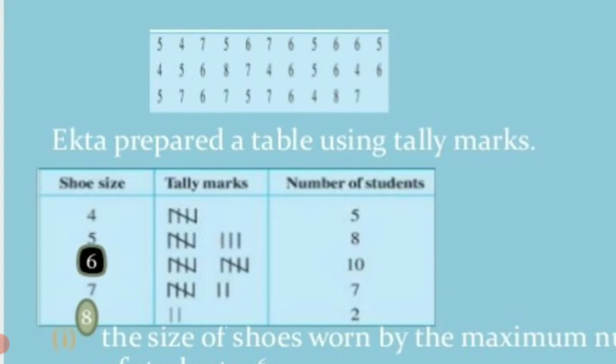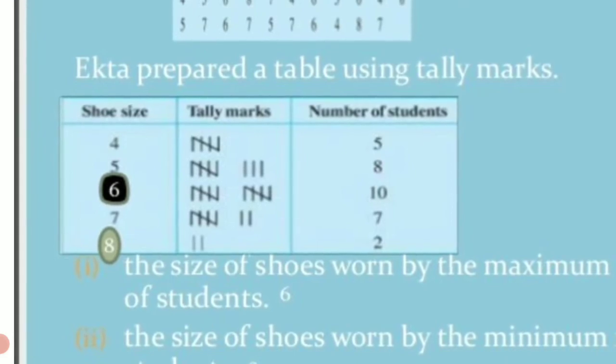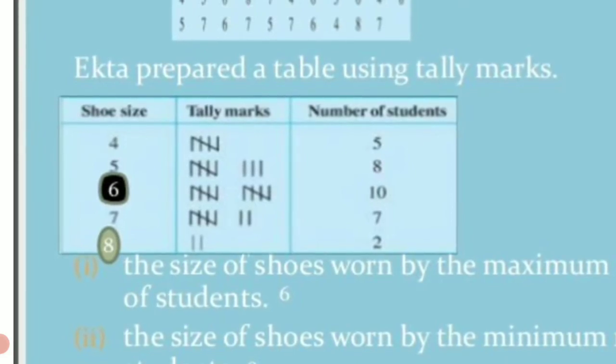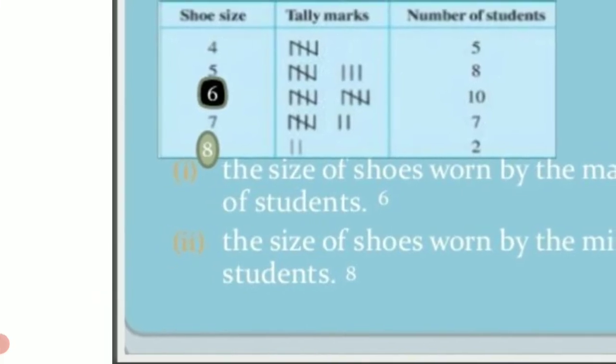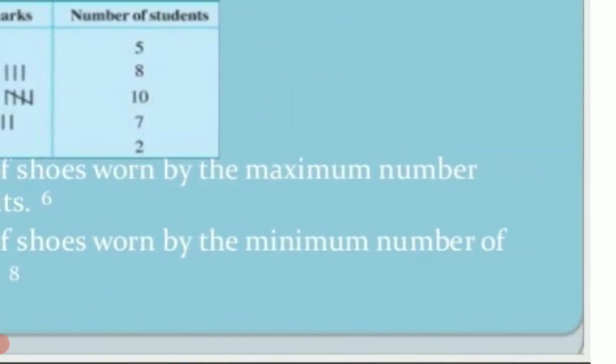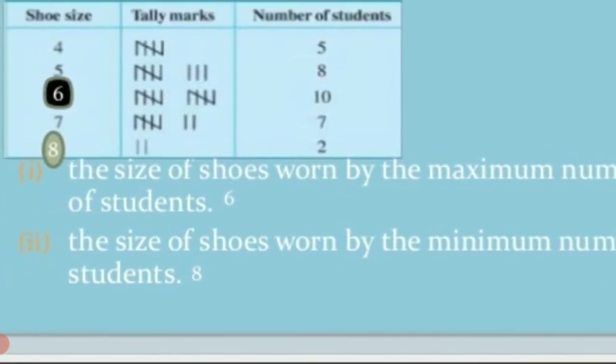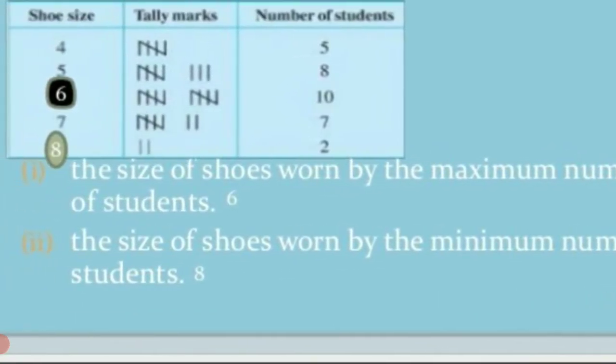Okay, she sees shoe size 5 is needed by only 5 students. Shoe size of 6 is needed by 10 students. Shoe size of 7 is needed by 7 students. And shoe size of number 8 is needed by 2 students. So now the question comes: the size of shoes worn by maximum number of students is 6, because, children, you can see 10 students need the size 6 for shoes. And the size of the shoes worn by minimum number of students is 8, because number of children who need the shoe size 8 is only 2, so that is minimum.